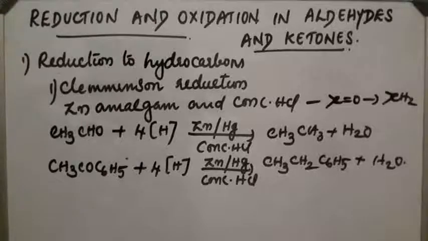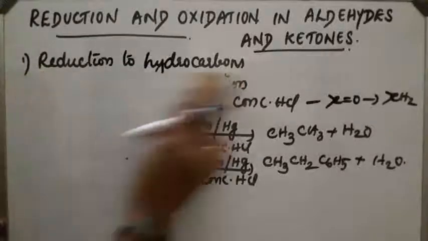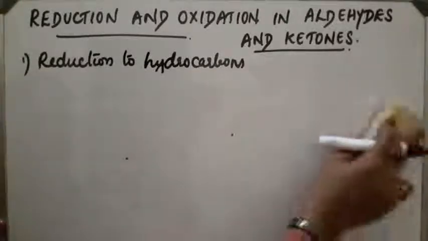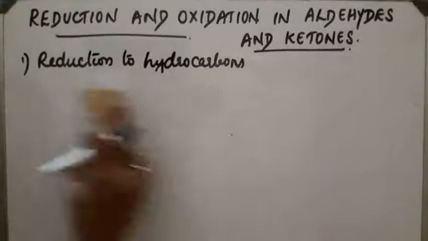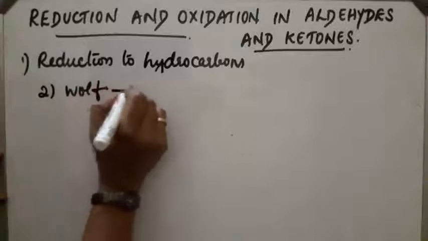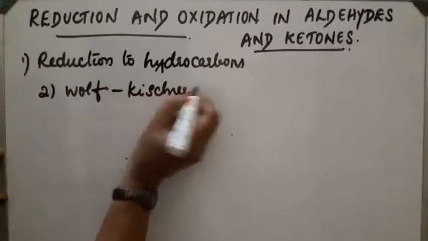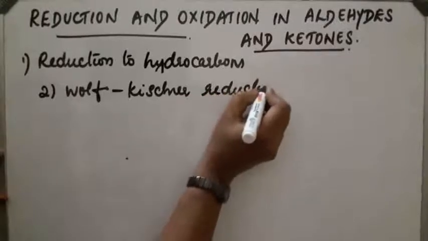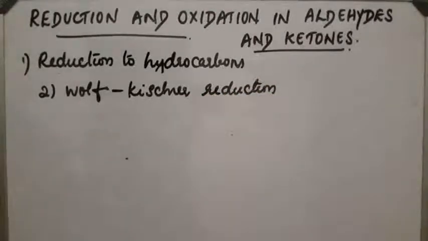Next, the second method is Wolff-Kishner reduction. This reduction takes place in the presence of hydrazine. On heating aldehydes and ketones with hydrazine in the presence of KOH, potassium hydroxide, in a high-boiling solvent like ethylene glycol, the reaction takes place and the corresponding hydrocarbons are obtained.